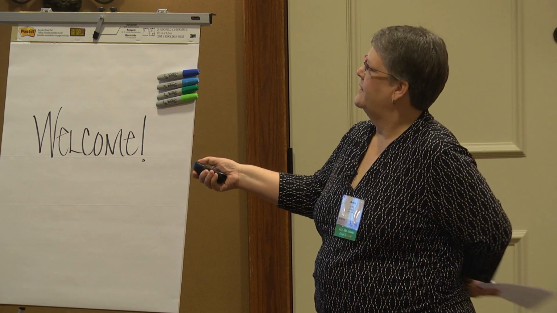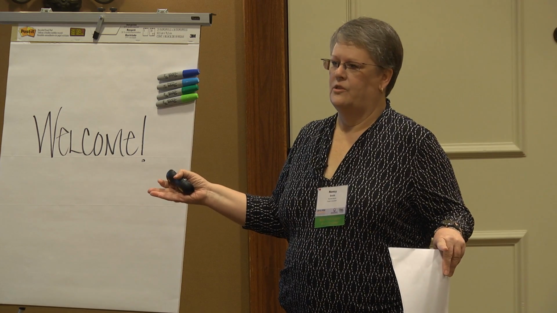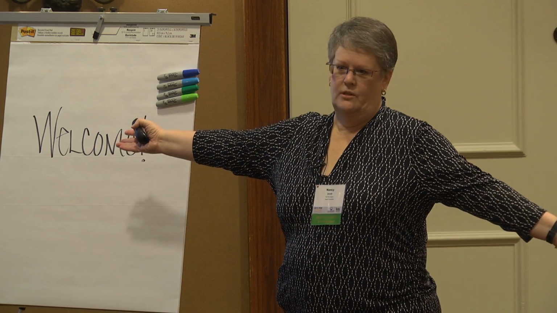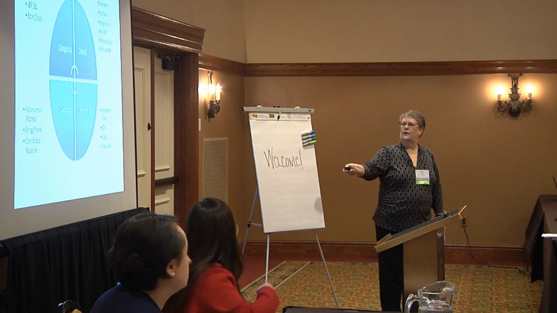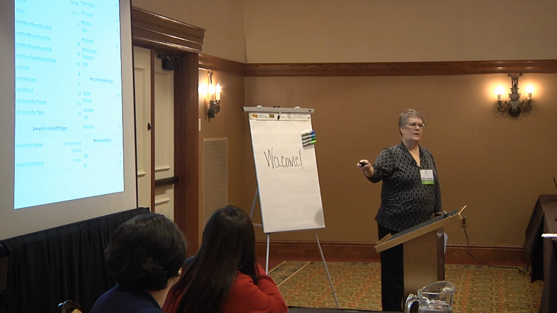Another way of looking at data types are categorical, your gender, whether male, female, unknown, changed, race, ethnicity, LEP, econ. Again, you have your open-ended, your alphanumeric. You have your ordinal, your grade level, first, second, third, fourth. Class ranking, where the distance between the student who was a valedictorian and the student who came in 10th may be huge in terms of performance in one school and maybe a 100th of a point in another school. And then your interval, your assessment scores, GPA, salary. How you're going to analyze those and what statistics you provide vary depending upon the type of data.